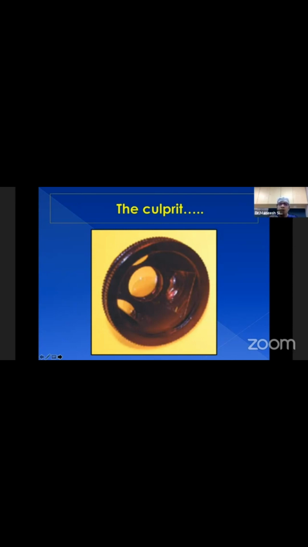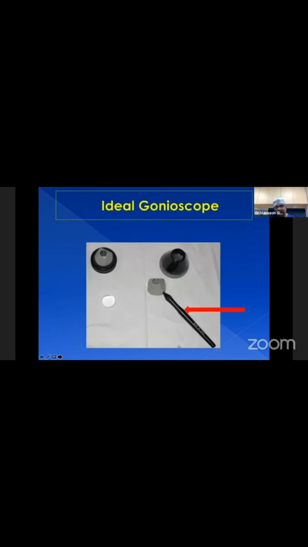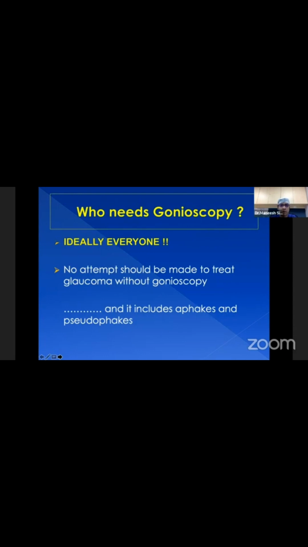One of the reasons, I believe, is that we are still using the 2-mirror and 3-mirror gonioscope. And I'll tell you why. Previously, when I was trained in gonioscopy, I was using 2-mirror, 3-mirror. It takes more time. It's a little cumbersome and messy. And what happens, in a busy OPD, you tend to avoid doing gonioscopy. But when we switched to a 4-mirror gonioscope like a Sussman or a Posner type, where you don't need any coupling gel, it's very quick, comfortable, and you end up doing much more gonioscopy, and it is more informative compared to a 2-mirror or a 3-mirror gonioscopy.